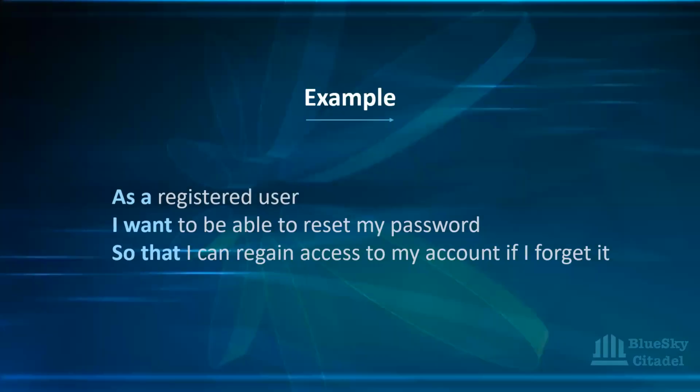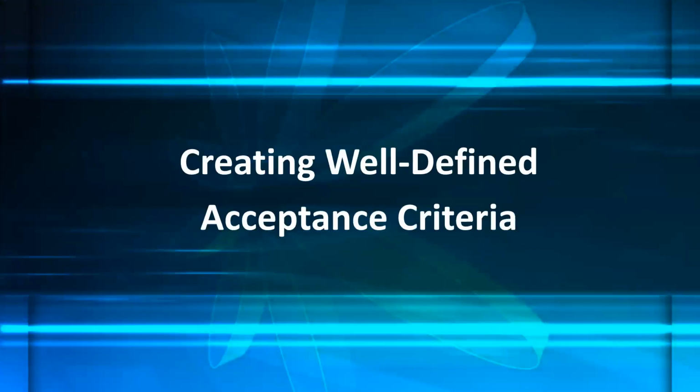I want you to remember that user story, by the way, this user story here. Remember it, because we're going to be looking at this whole resetting password journey and looking at good examples and also not so good examples as well. So moving forward, let's look at creating well-defined acceptance criteria. So we've got user stories. Now we're going to acceptance criteria.